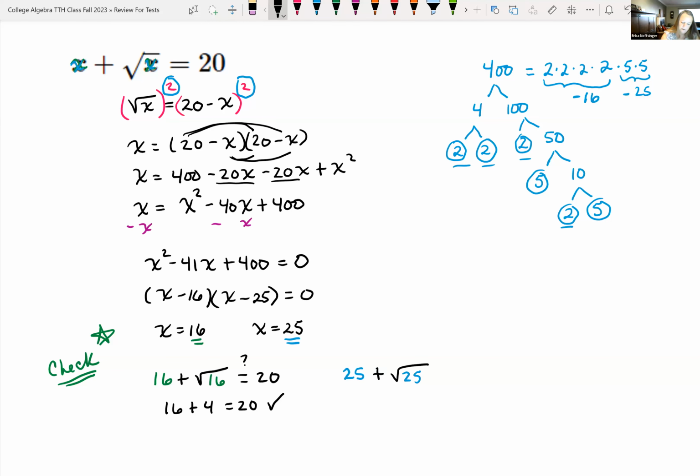Is this equal to 20? Well, 25 plus the square root of 25, which is 5, does not equal 20. And so 25 is not part of our solution set. The only answer that we get for this equation is 16.